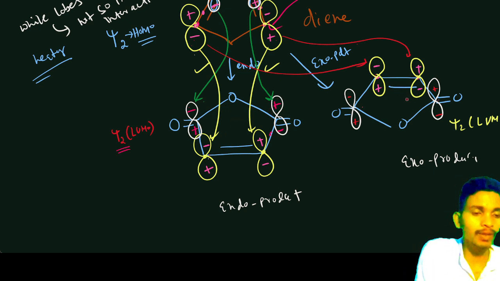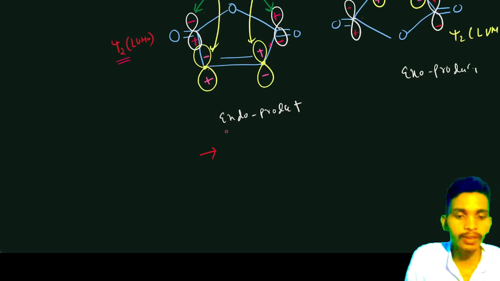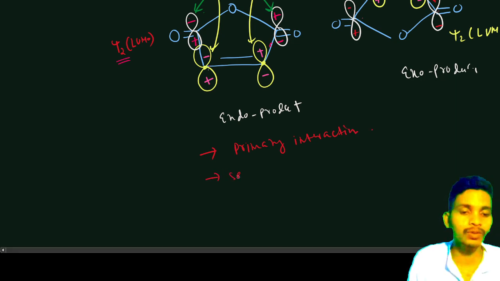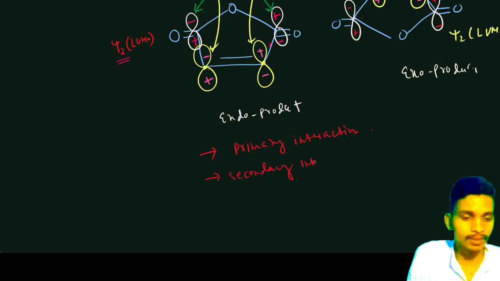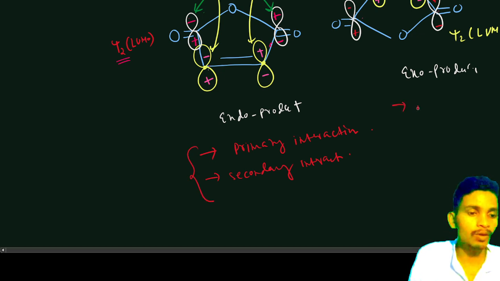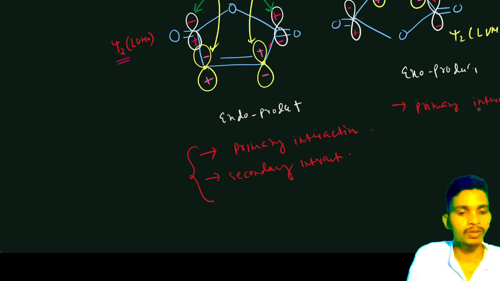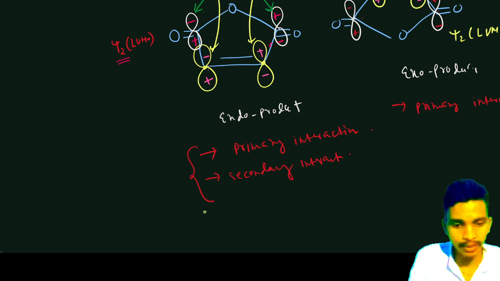But in this case, what will happen is that partially the primary interaction is available, so it will not go to the secondary interaction. It means that in the exo product case, the primary interaction will definitely happen. Primary interaction is where the bond formation will occur. Okay, and secondary interaction is where bond formation is not happening, but the interaction is possible. So the secondary interaction is also possible. It means that two interactions happen, but in this case only the primary interaction will happen.